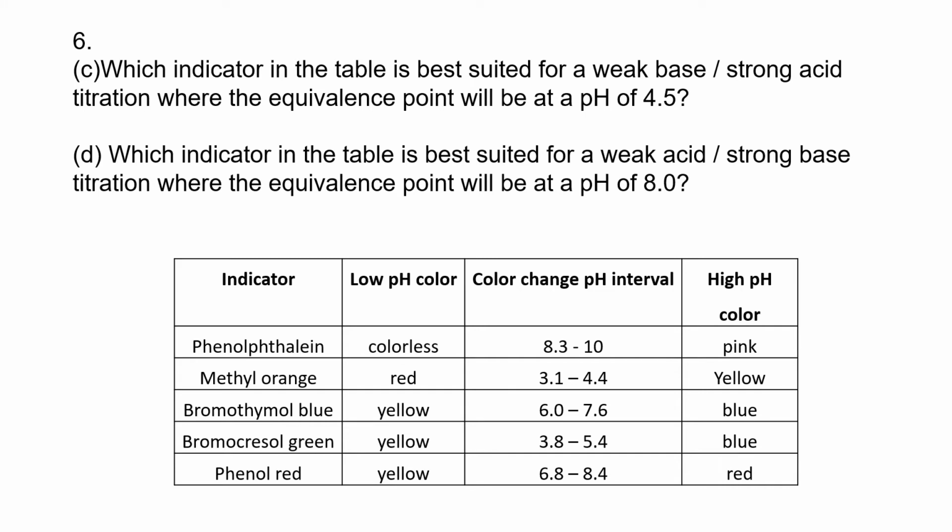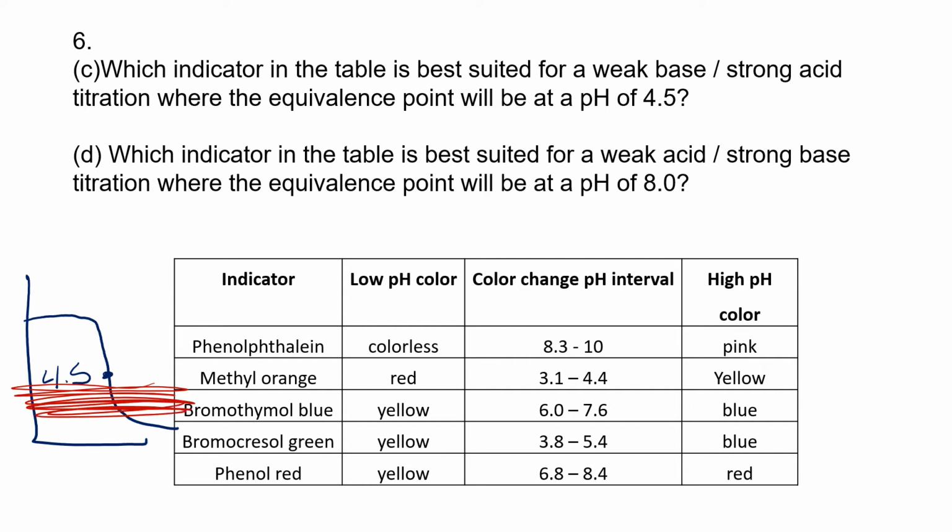Question C says, which indicator in the table is best suited for a weak-base strong acid titration, where the equivalence point will be at a pH of 4.5. So we need to figure out which indicator is right after that pH change, or that equivalence point. So if our equivalence point is 4.5, and we know the strong acid is the titrant, it's going to look something like this, and that equivalence is around 4.5. Then we need to come up with a color change that's right after that equivalence point on the lower end.